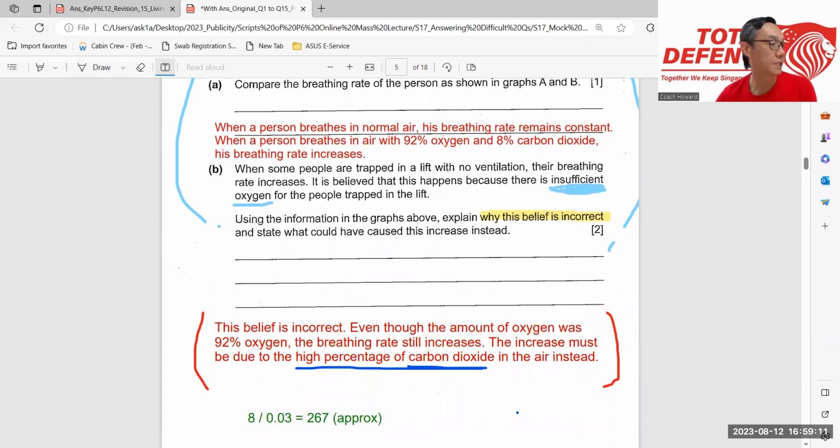Okay, so this is the answer for this part B, which I will screenshot and send to you now. So you should say that this belief is incorrect, even though the amount of oxygen was 92%, the breathing rate still increases. This increase must be due to the high percentage of carbon dioxide in the air instead.